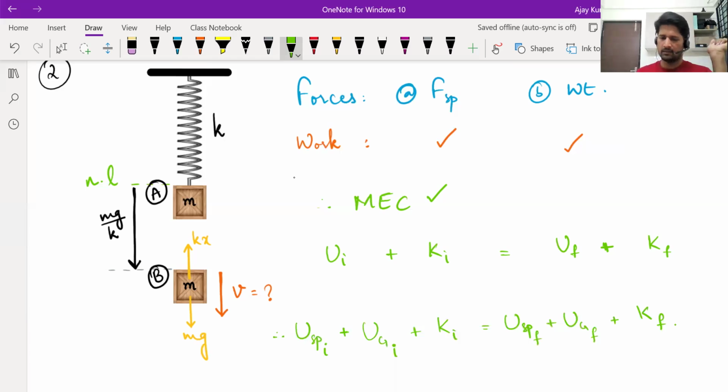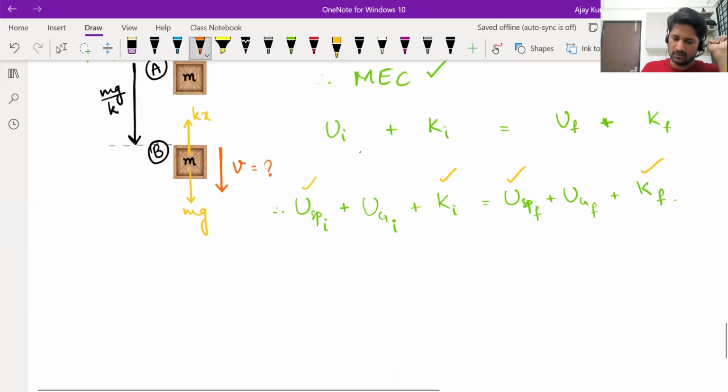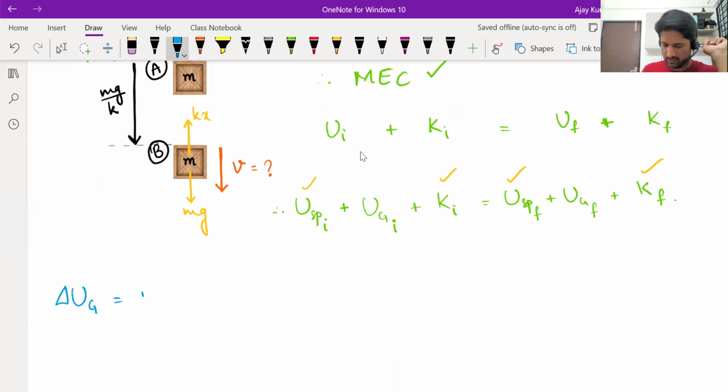Okay. Now we know how to write potential energy in a spring, we'll do that. We know how to write kinetic energy also. Gravitational potential energy may create a small problem here. Listen, all of you. So far, we have only discussed the formula for change in gravitational potential energy. That is mg into delta h.